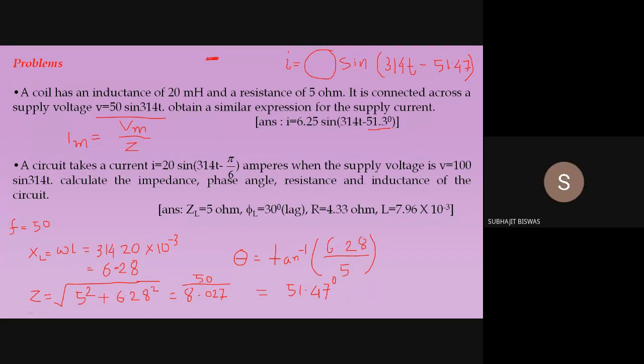Just 6.22. So you see 6.22 is there. In this book, it is written 6.25. That means in this way, we need to write our expression 6.25, 6.22 you say? Yes, sir, 6.2287. So the similar expression for the current is i equal to 6.28 sine 314t minus 51.47. Okay. So in this way, we need to solve this type of example.